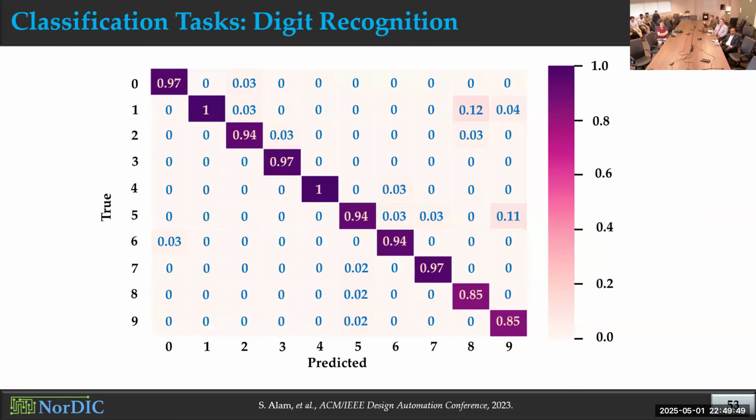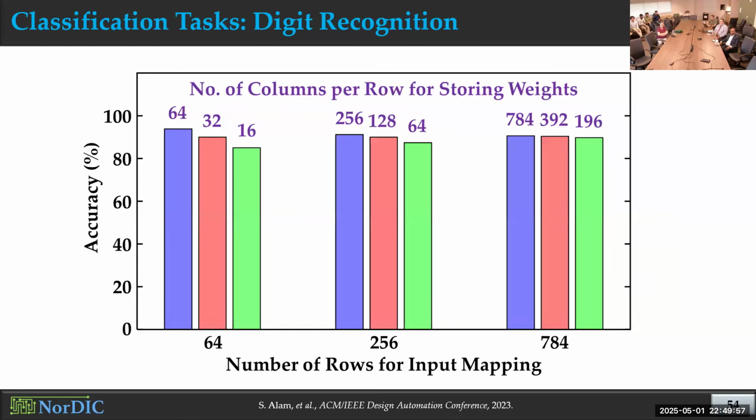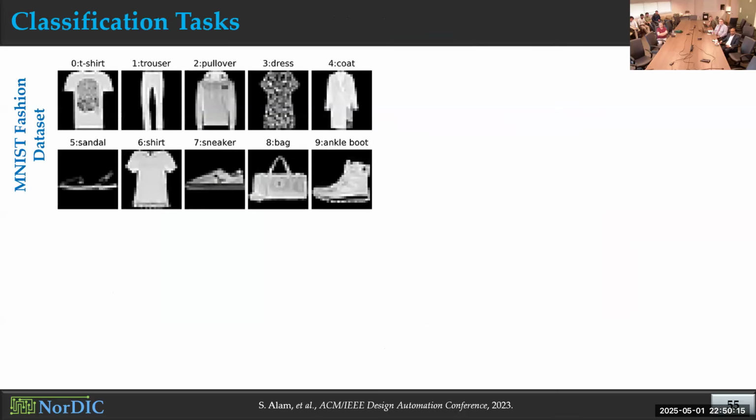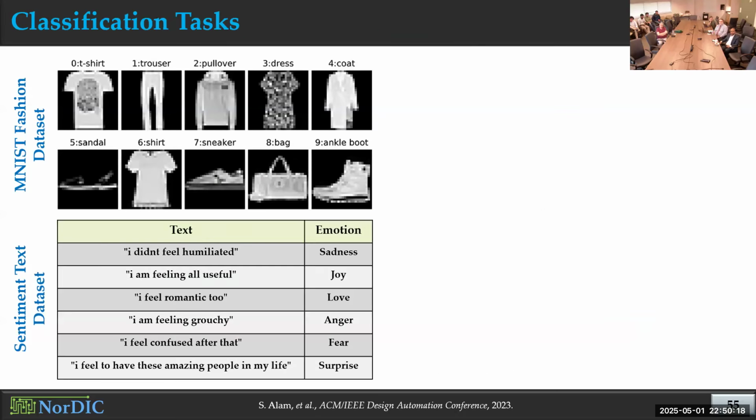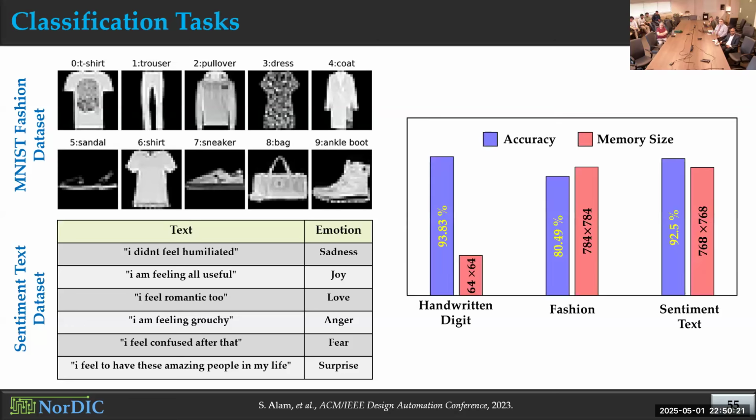So this is the confusion matrix for this digit recognition task. And as you can see, we got reasonable accuracy for classifying all the handwritten digits. And we also explored how the number of rows for input mapping and number of columns for storing the weights affect the classification accuracy. And as you can see, this gives us some trade-off between the classification accuracy and the memory size that we need for performing this task. We also performed 2 other classification tasks with the fashion dataset and the sentiment text dataset. And for all these classification tasks, we actually got reasonable accuracy using a reasonable, realistic size of memory system.